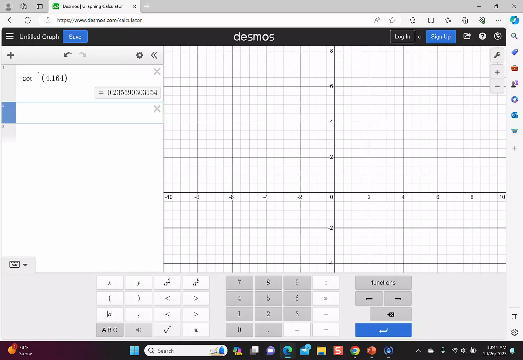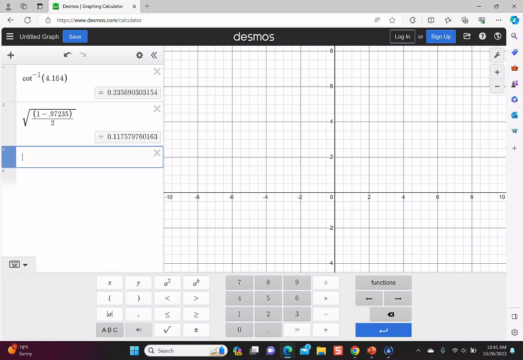In Desmos, I'll put the square root. Then I'll put parentheses 1 minus 0.97235. I'll divide that by 2, and we get a solution of 0.1175797, which I will call 0.1176.